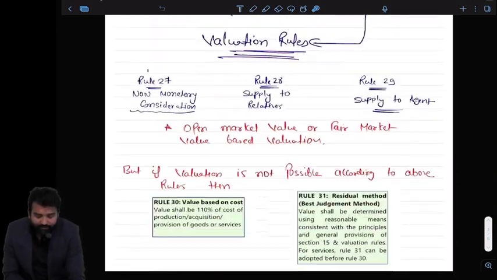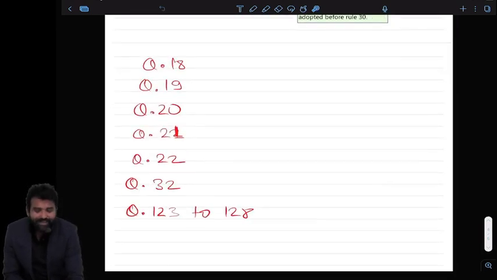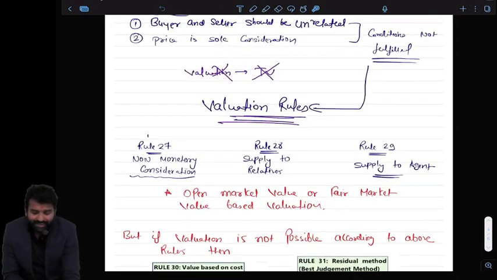Sir, where will we find the questions of valuation? In your MCQ notebook, questions 18, 19, 20, 21, 22, 32 and again 123 to 128. These are the MCQ questions of valuation in your notebook. And sir, is any order to be followed while doing the valuation rules?